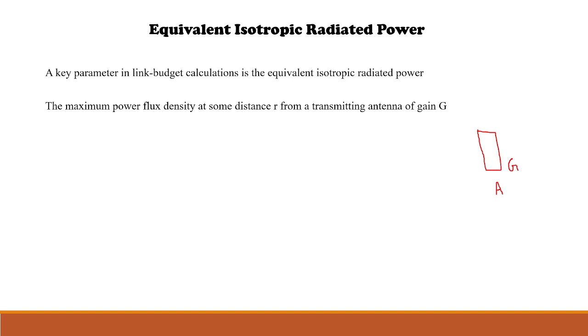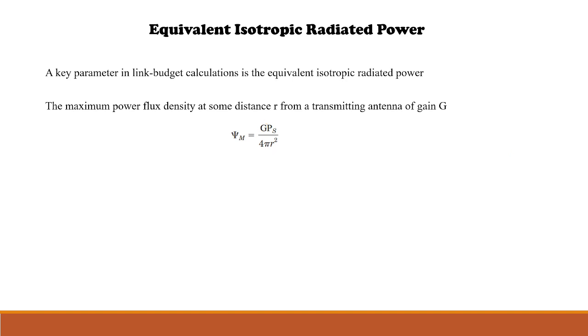Now, let us find what will be the maximum power flux density at distance r from the antenna. This can be written as xi equal to G times Ps divided by 4 pi r squared. Here G represents the gain of the antenna and Ps represents the transmitted power of the antenna. In our case the antenna is A, and r is the distance between the antenna and the arbitrary place.